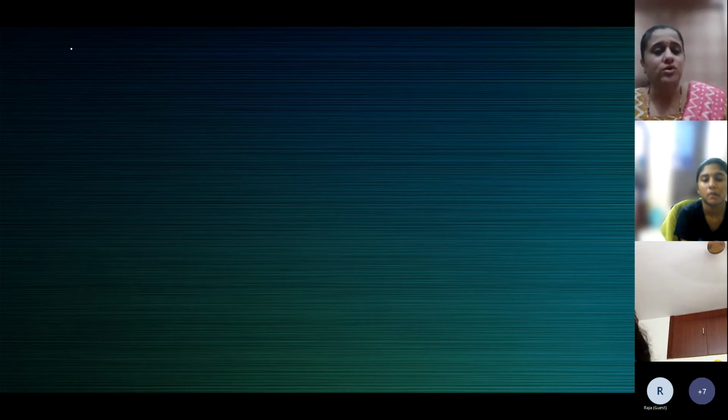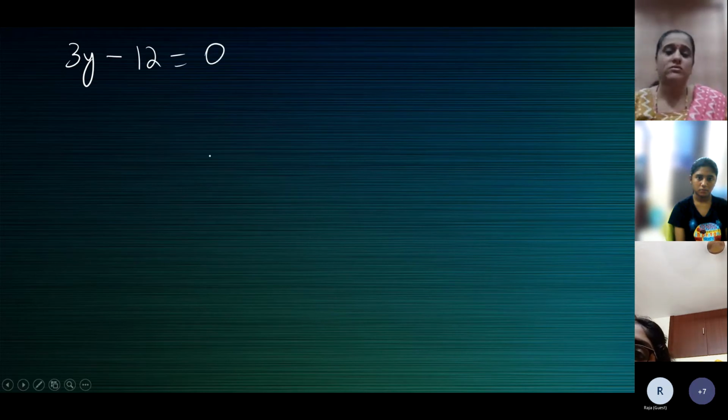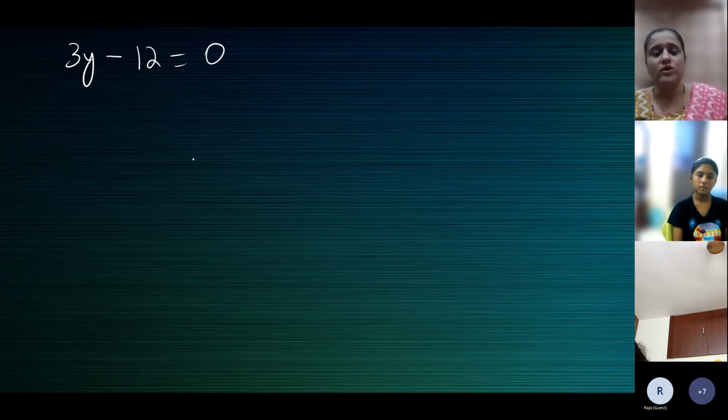Now, supposing we have an equation like this, another example. So you have say 3y minus 12 is equal to 0. All right. 3y minus 12 is equal to 0. How will you treat this as a linear equation in two variables x and y?